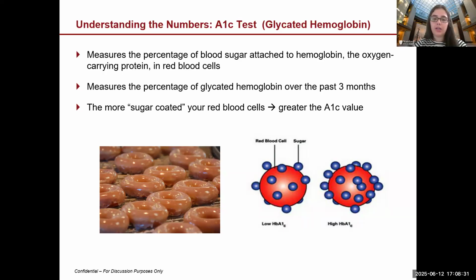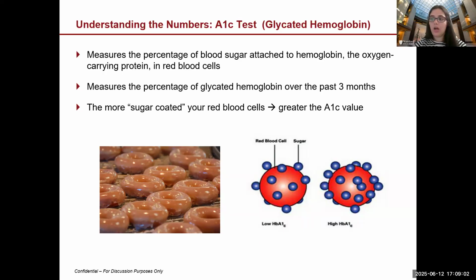And looking here at the picture on the right, you see your red blood cell or the hemoglobin, and you see that sugars are attached to it. So the less sugar attached to it, the lower your A1C is, and the more controlled your diabetes or blood sugar. As more sugars start to attach to the hemoglobin, we'll start noticing a higher A1C number, meaning that your blood sugar is not very controlled.